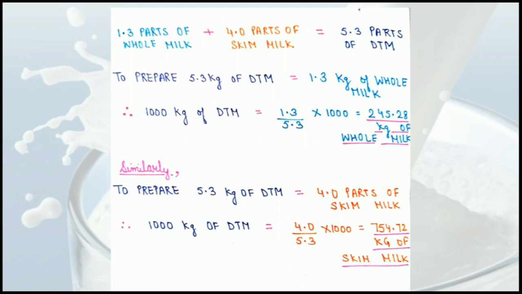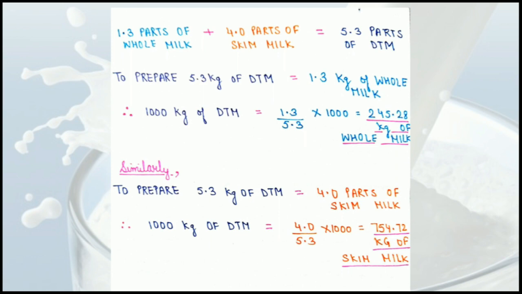We can also get it in the reverse way. If for 5.3 kg of double toned milk, 1.3 kg of whole milk is required, so for 1000 kg of double toned milk, we will be requiring 1.3 by 5.3 into 1000. It's by unitary method, which will give 245.28 kg of whole milk.